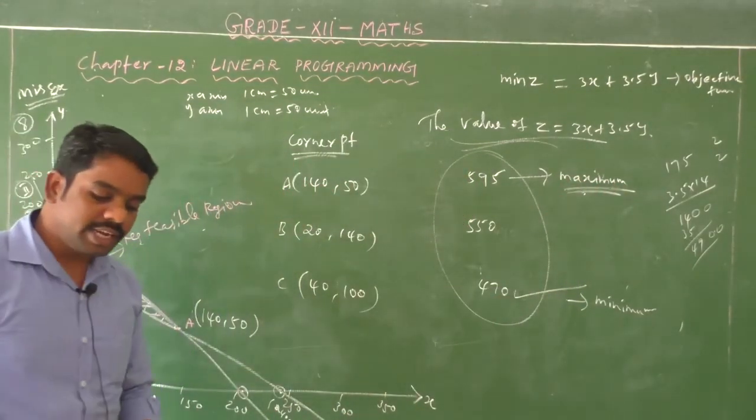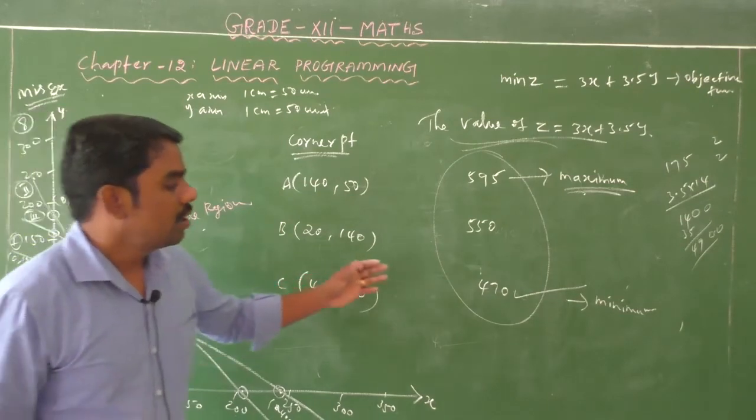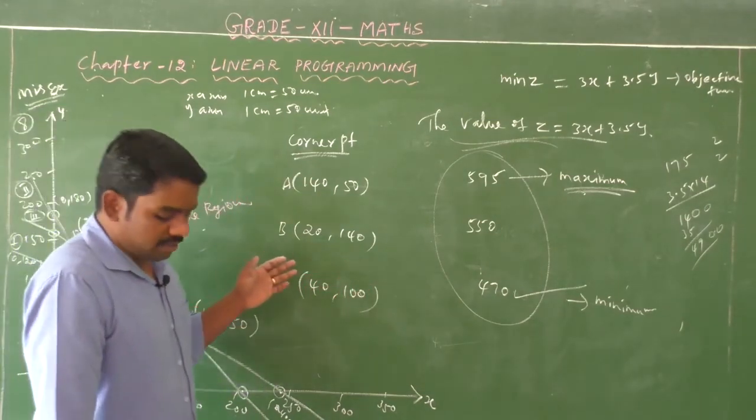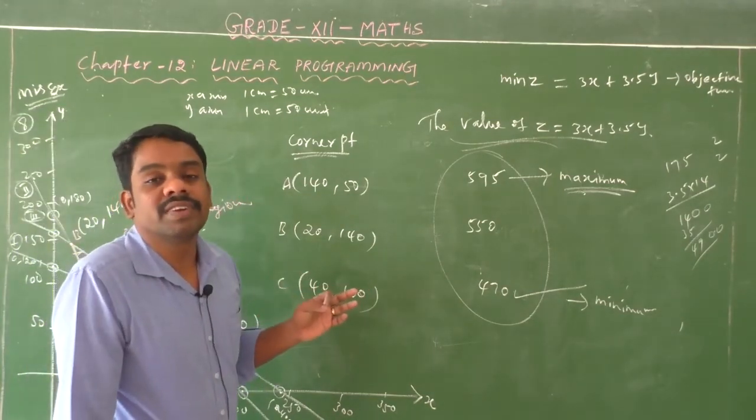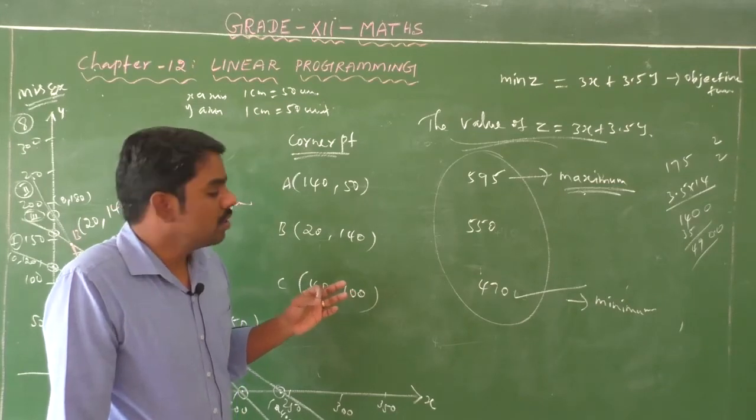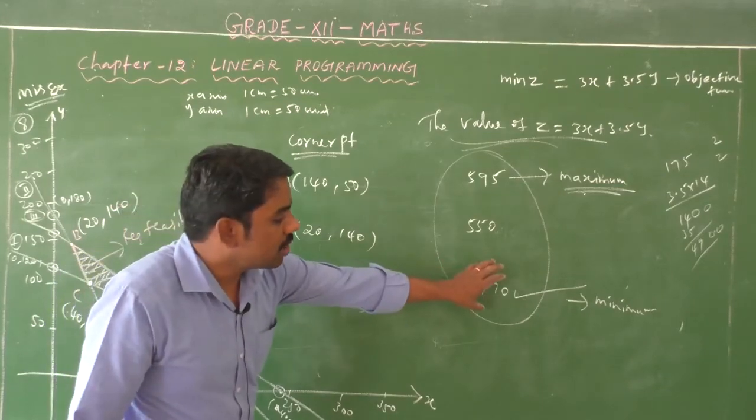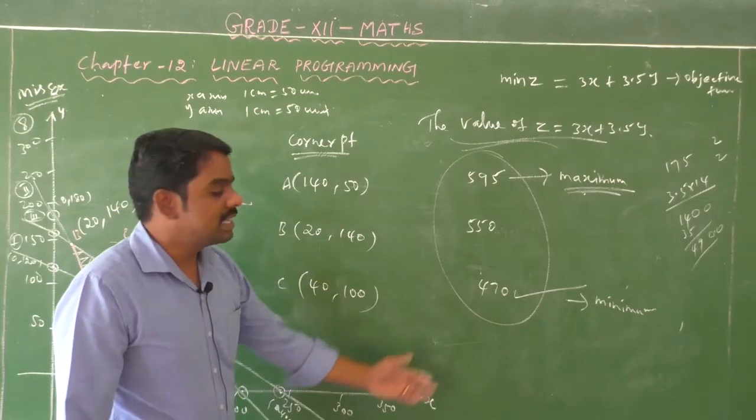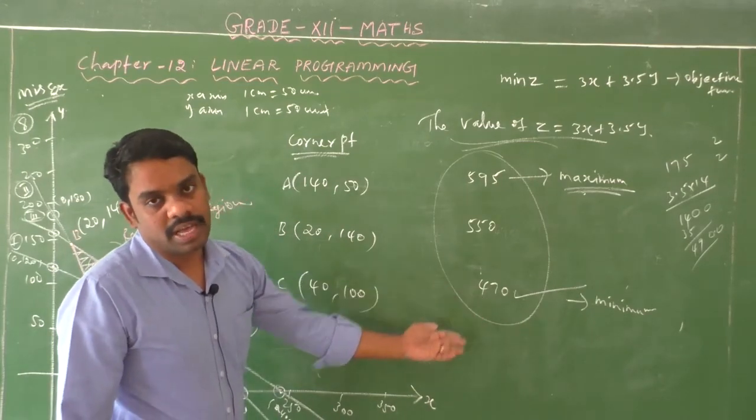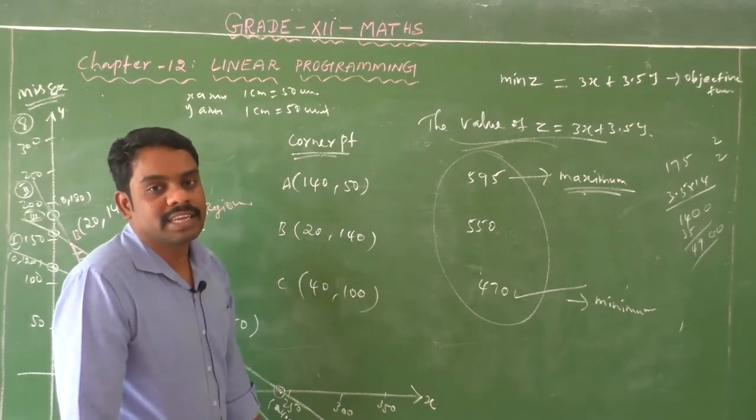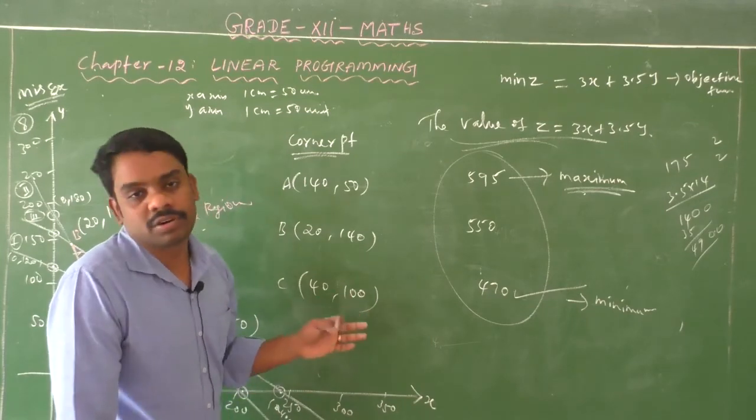Okay, so listen students. Here we need the minimum amount of nitrogen added to the ground. So 470 kilogram of nitrogen added to the ground. This is the minimum amount. Therefore, the minimum amount of nitrogen added to the ground is 470 kilogram.